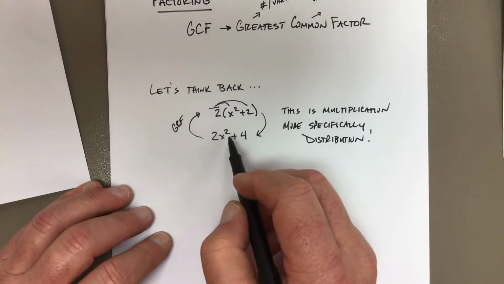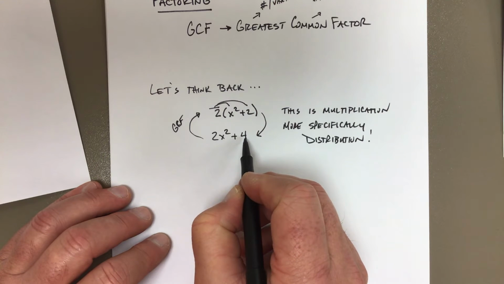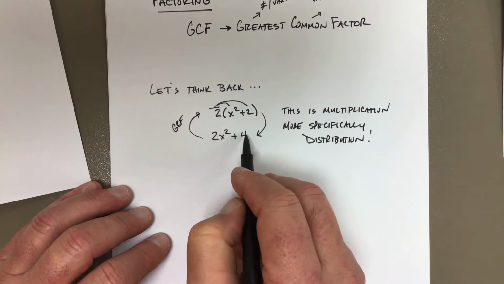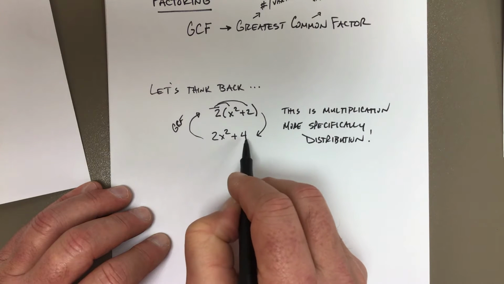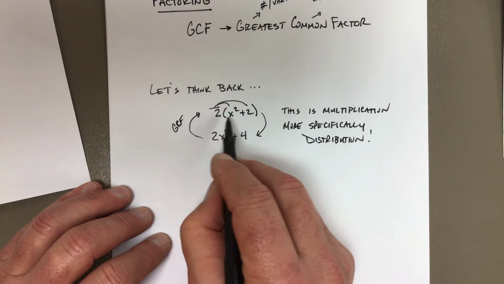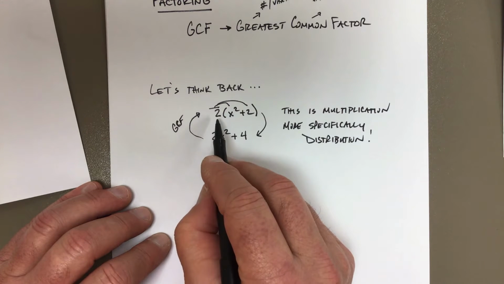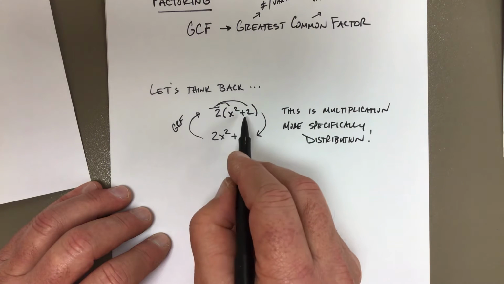Let's look closer here. What does a 2 and a 4 have in common? What's the greatest thing they have in common? Well, they have a 2. This one has an x squared, but this one doesn't. So the only thing they have in common is the 2. So we take it out. Then what do we have on the inside? We have what's left over.